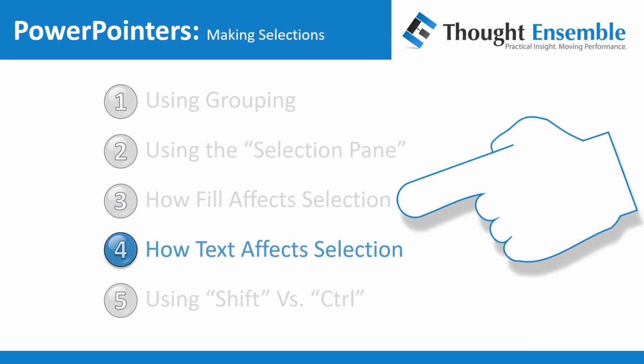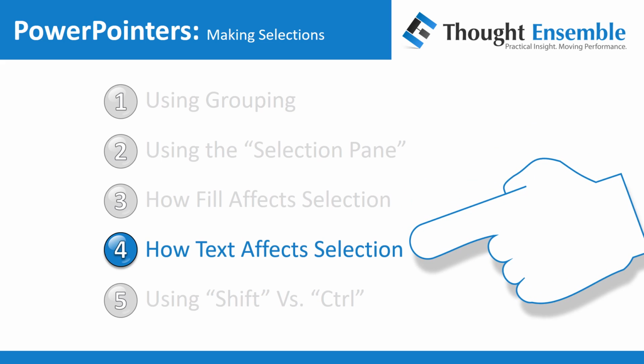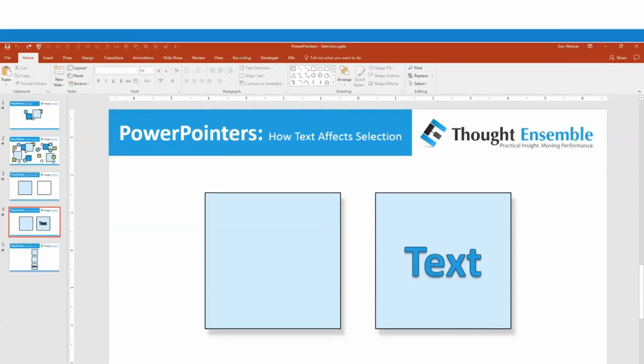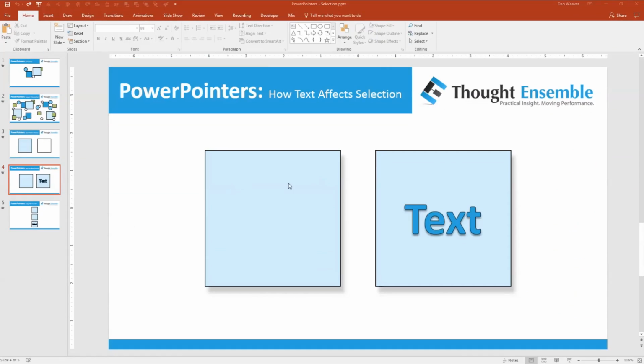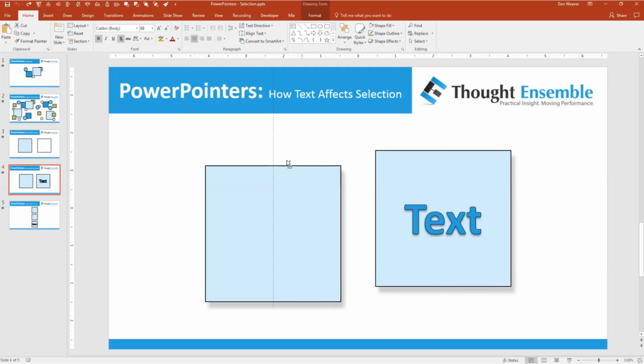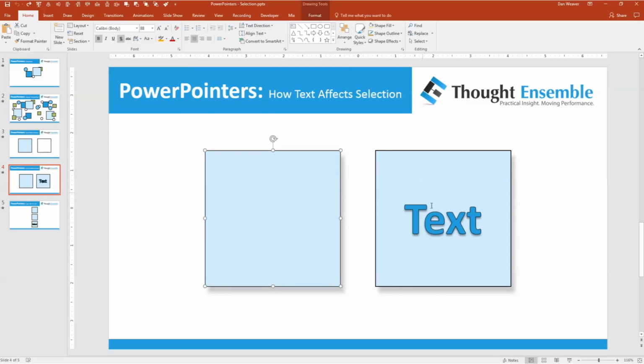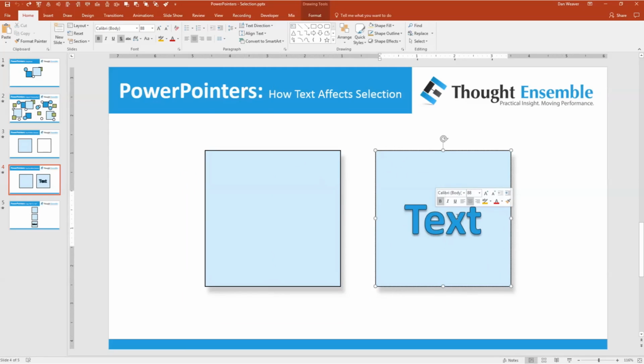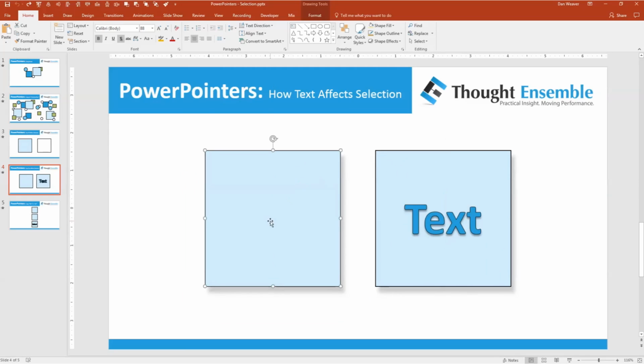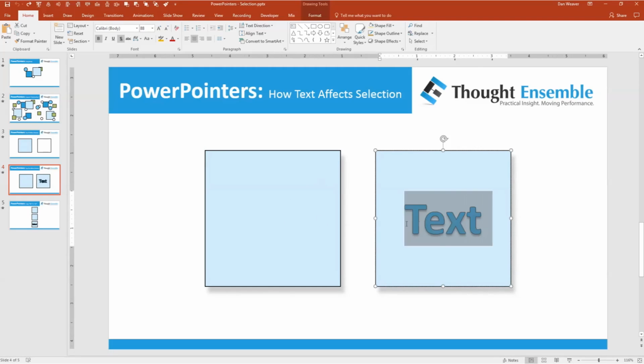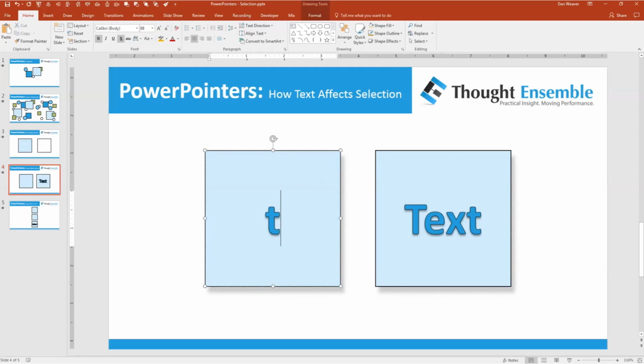Okay, moving on to discuss how text affects selection. As before, I have two objects. This time one has text and the other does not. The one with text can be selected just as the other one can. The only difference is that if I click where the text is, my cursor will change to the I-beam pointer or I-cursor. So clicking and dragging will not select the object, but rather will highlight the text. And if I select either of these objects and hit a letter on my keyboard, text will be added.